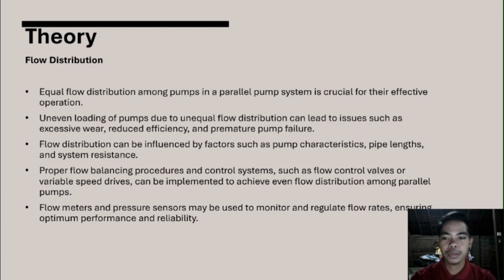Proper flow balancing procedures and control systems, such as flow control valves or variable speed drives, can be implemented to achieve even flow distribution among parallel pumps. Flow meters and pressure sensors may be used to monitor and regulate flow rates, ensuring optimum performance and reliability.